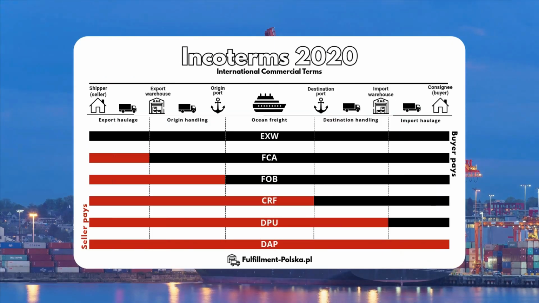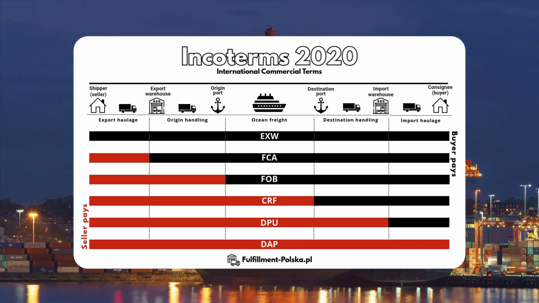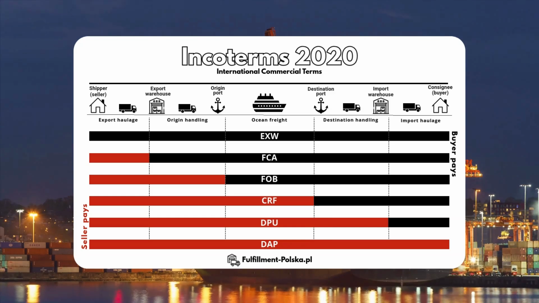The graphic shows a simplified overview of the Incoterms 2020 rules. Each bar indicates who bears the costs at each stage of delivery, the seller or the buyer. The black segments represent the seller's costs, while the red segments indicate the buyer's costs. From left to right, the stages of transport are presented, starting from the seller's premises through the export warehouse, the port of departure, sea freight, the port of arrival, and finally, delivery to the buyer.